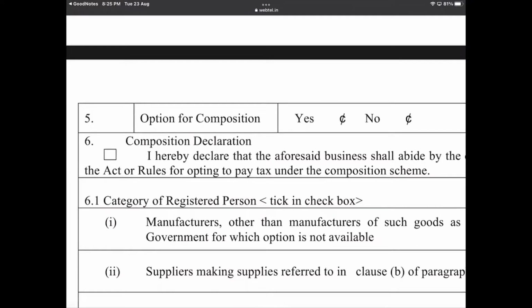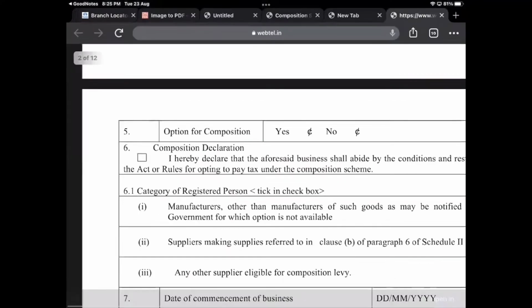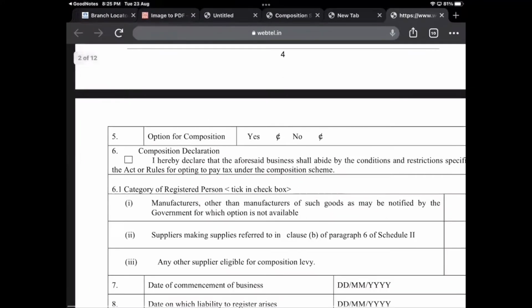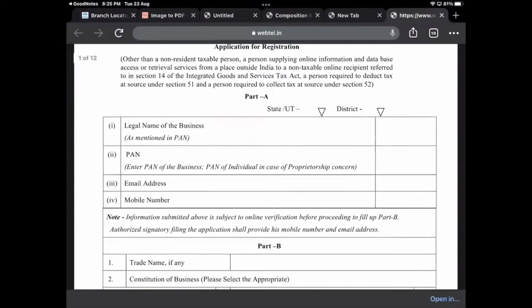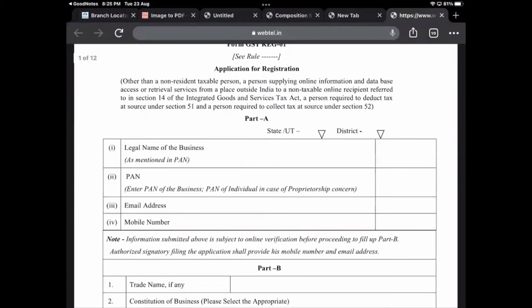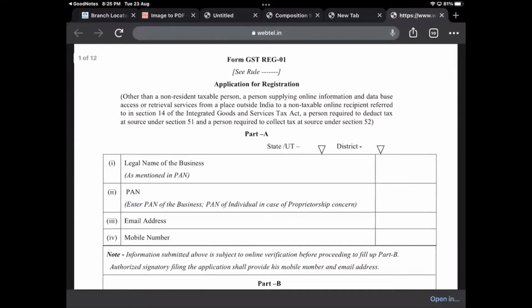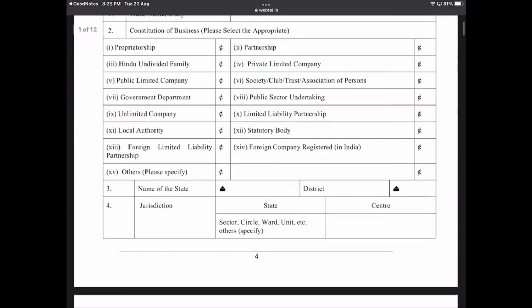But what happens is many are unaware of this fact. So the first time they take normal registration, and then they move forward to the composition scheme. For that, a different form is there. But those who are registering for the first time under GST law can apply for the composition scheme in the registration form itself. So this is one way for one who is getting registered.